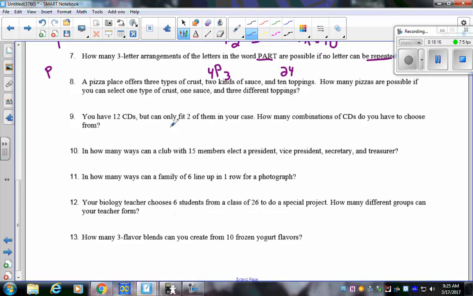Okay. A pizza place offers 3 types of crust, 2 kinds of sauce, 10 toppings. All right, once I see I'm talking about different things like crust, sauce, and toppings, I know it's going to be a multiple or counting principle. So how many pizzas are possible if I have 1 crust, 1 sauce, 3 toppings? I can't just do 3 times 2 times 10, because there's 3 different toppings. So I've got 3 choose 1, which we know is 3, 2 choose 1 for the sauce, which we know is 2, times 10 choose 3. So it's going to be 6 times whatever 10 choose 3 is. When I do all that math, we end up with 720 possible pizzas.